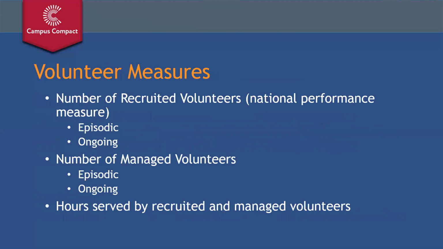In the area of volunteer measures, there are three big things, and then there are subgroupings within there. We're asking you to count the number of recruited volunteers, the number of managed volunteers, and then the hours served by recruited and managed volunteers. Within each of those recruited volunteers, there's also episodic and ongoing, and I'll talk about definitions in a little bit. Just know that we're asking you to report the numeric number of those things to us. We don't need volunteer names or information or anything like that, but that's what we need to collect in order to report for this program.